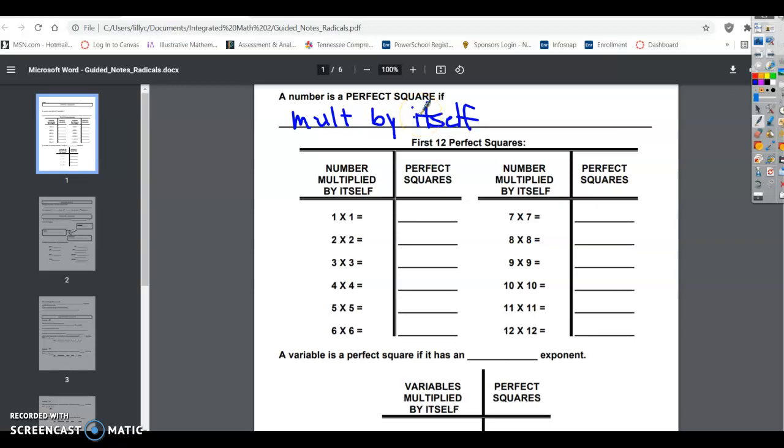Alright, so the first 12 perfect squares that we want to look at are just the numbers 1 through 12. So if you know your multiplication tables really well, then you'll know these really quickly.